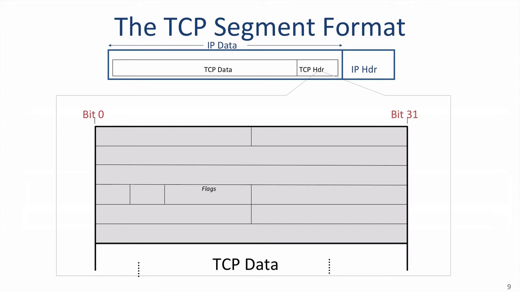Here's a quick summary of the most important fields in the TCP header. You don't need to remember the layout of the header, but you should learn what each field does. If you need a reference, I'd recommend Wikipedia or the Kurose and Ross textbook.